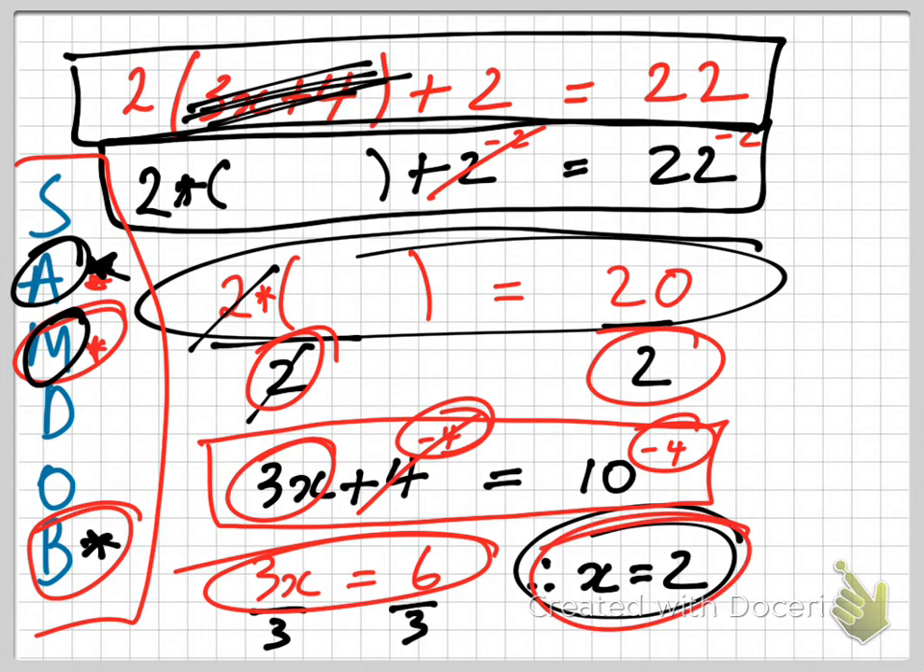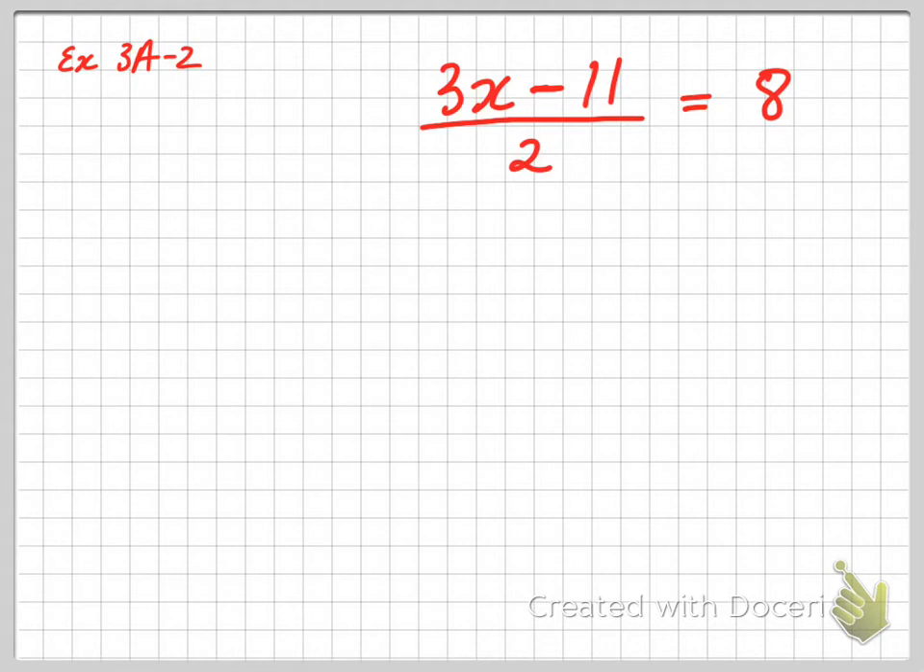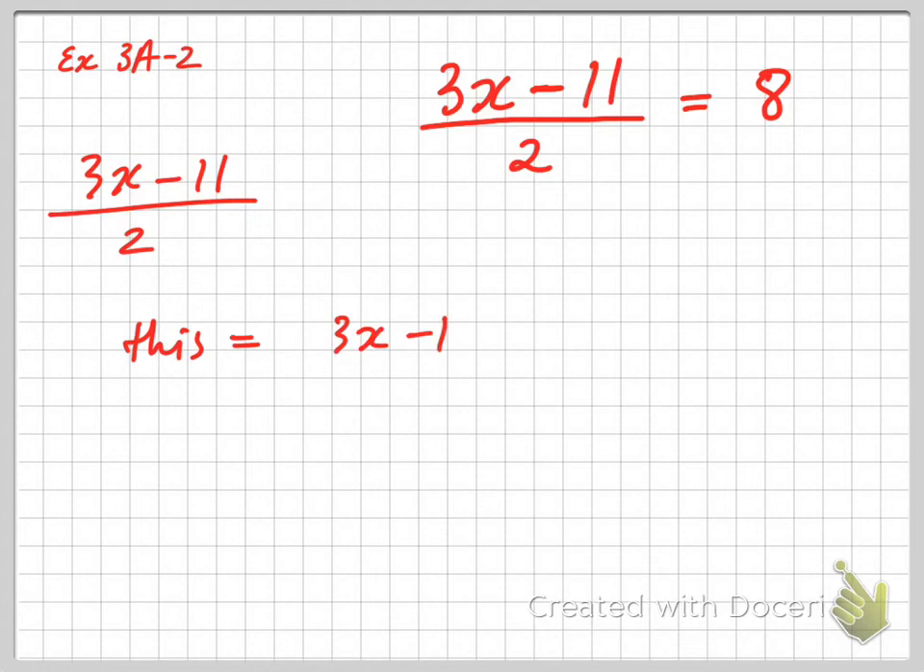Now, I've got one more example that I like to give. But before I give this example, we need to bear in mind that when we're writing 3x minus 11 over 2, this means this is equal to 3x minus 11, this whole thing, divide 2.